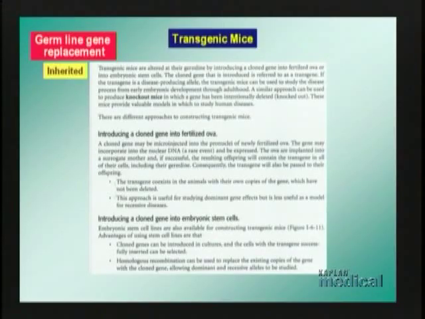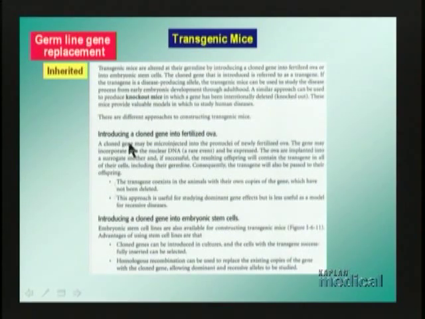So with human beings, at least overtly, this is not being done. But where this is being done is in mice and other animals in order to construct transgenic animals. Now there are two types of technologies involved in generation of transgenic animals. One is to introduce the cloned gene into fertilized ova. In addition, we can take the cloned gene and introduce it into embryonic stem cells.